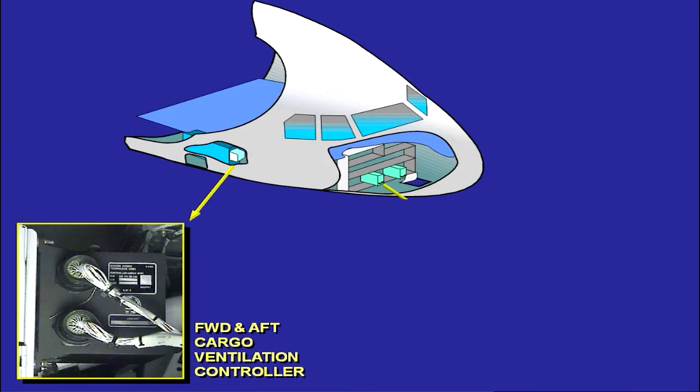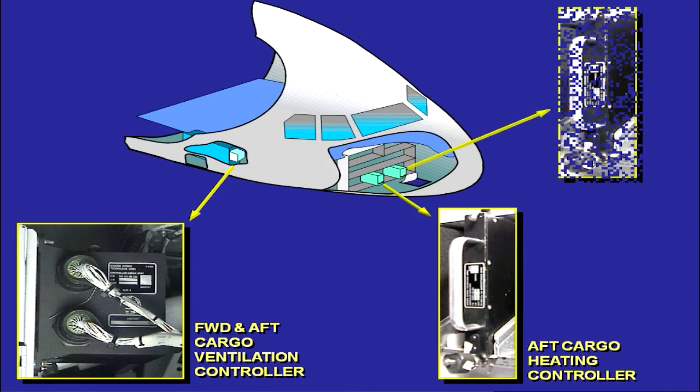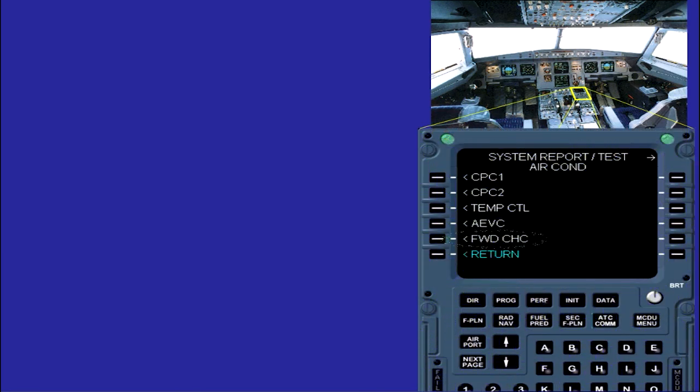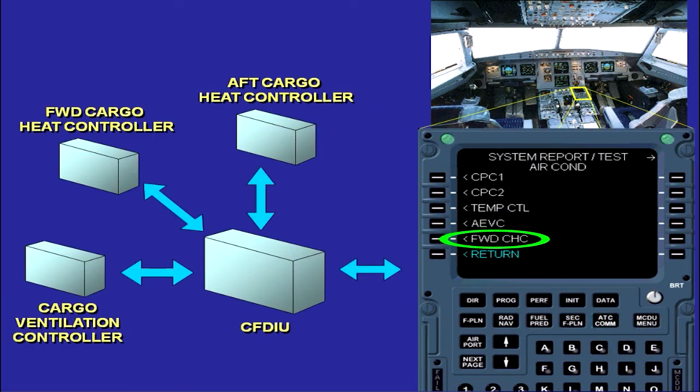The ventilation controller is located on the left side of the circuit breaker panel 103VU in the right-hand electrical bay. The cargo heating controllers are located in the forward avionics bay. The two cargo heating controllers and the cargo ventilation controller are connected to the CFDIU for test purposes and fault reporting, available on the MCDUs.